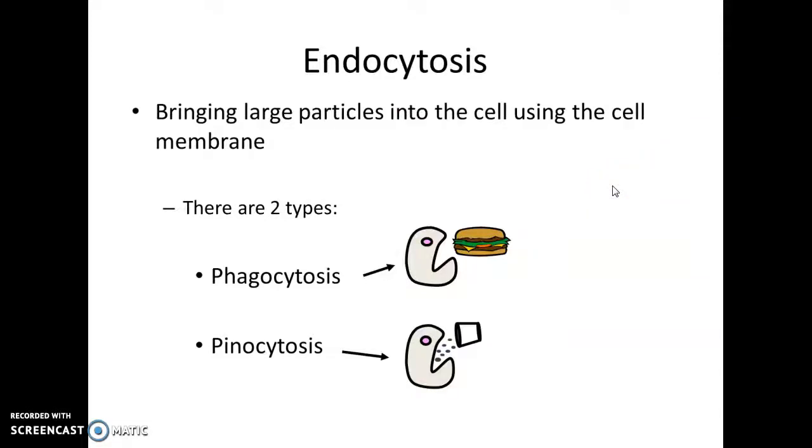If we're bringing materials in, this is called endocytosis. Endo kind of sounds like enter, so we're bringing particles into the cell. There's two types. There's phagocytosis and pinocytosis.